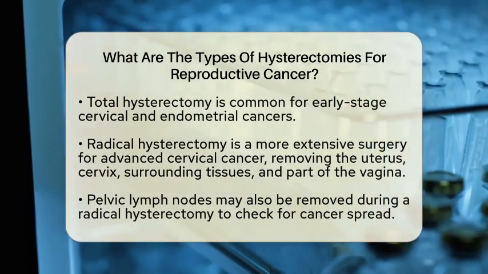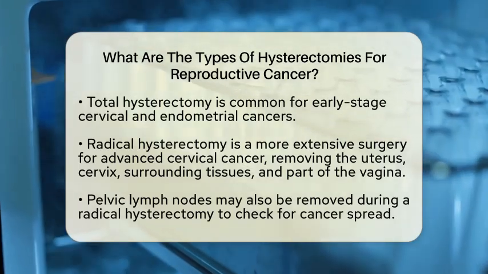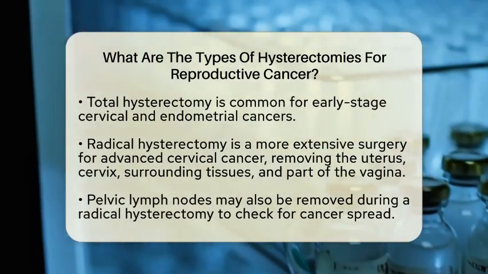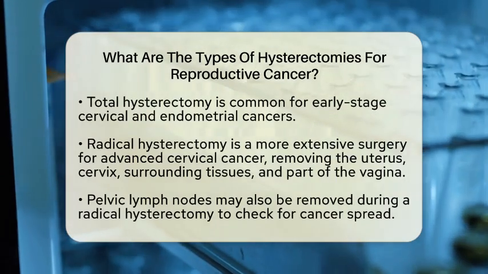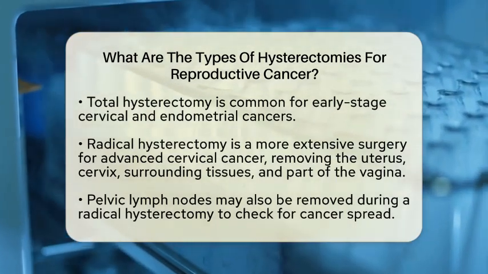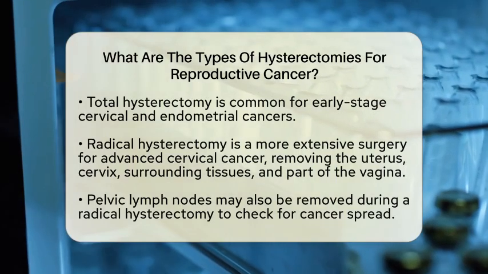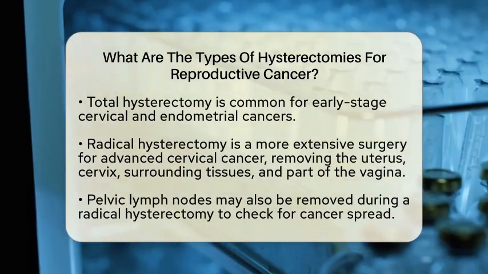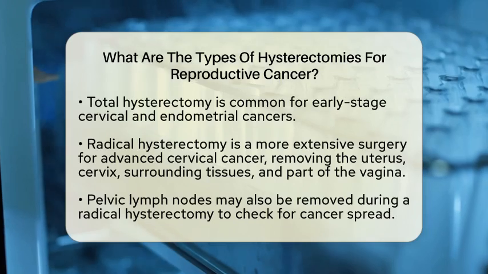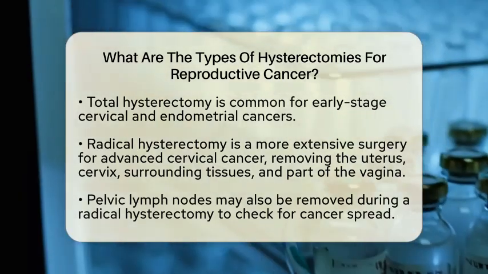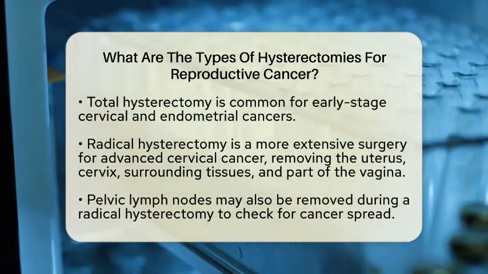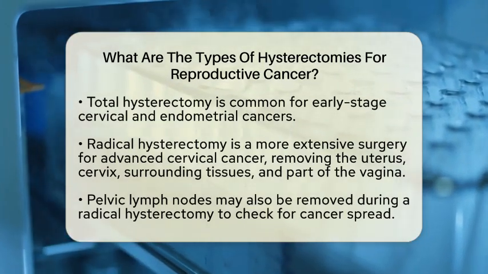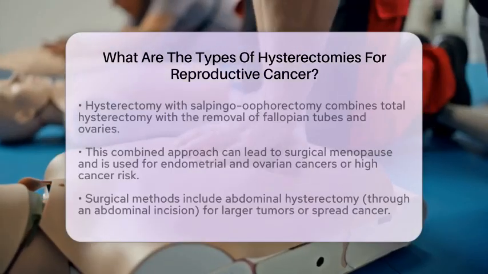Then we have the radical hysterectomy. This is a more extensive surgery typically reserved for cases of cervical cancer or advanced reproductive cancers. It includes the removal of the entire uterus, cervix, surrounding tissues, and the upper portion of the vagina. Often, pelvic lymph nodes are also removed to check for cancer spread. This procedure is essential for addressing more aggressive or advanced disease.